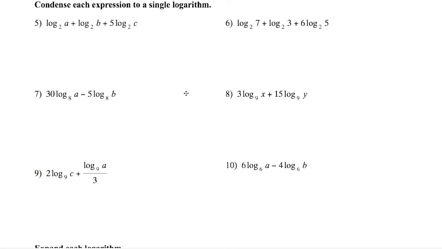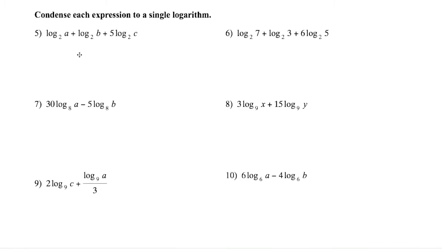We want to condense these expressions, and we got some variables here: A, B, and C. So this is log base 2 of A plus log base 2 of B plus 5. When we are condensing, we want to use the power property first. So this is log base 2 of A plus log base 2 of B plus log base 2 of C to the 5th. Remember, we make this 5 a power, and so now we have log base 2 of A, B, C to the 5th.